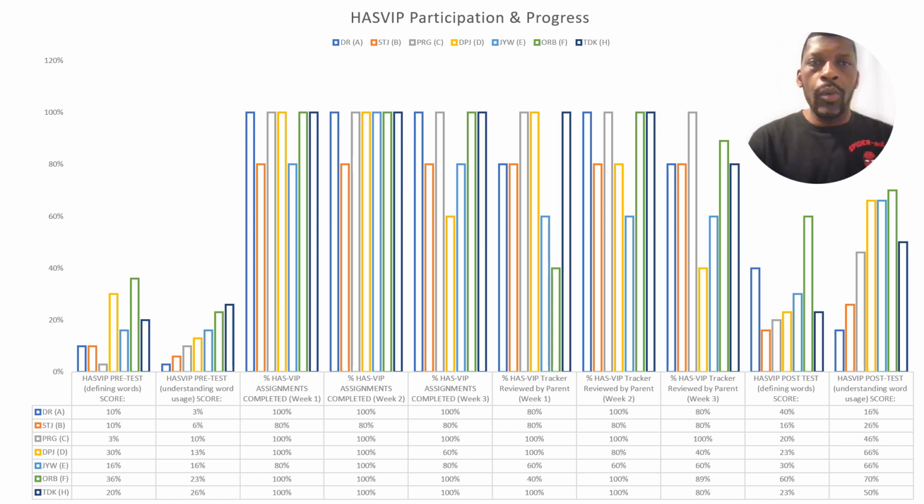Although the SMART goal was not fully achieved, the scholar practitioner noted several positive outcomes of the 3-week intervention. Students took the work seriously, returning the HASVIP tracking sheets daily. Parents participated and monitored the students' progress. Students improved their vocabulary skills. Although all parents participated, participation did not equate to accurate answers on the daily HASVIP trackers.